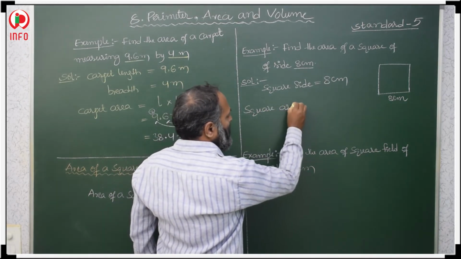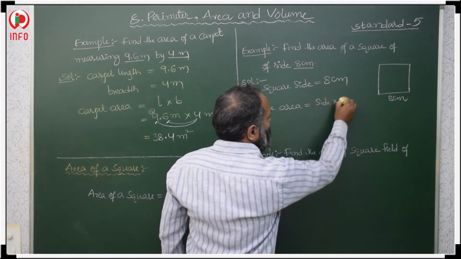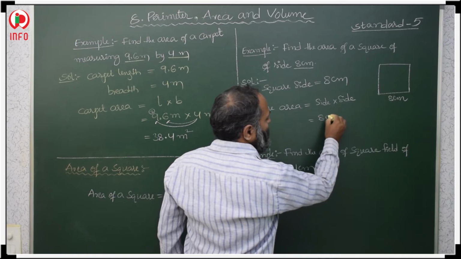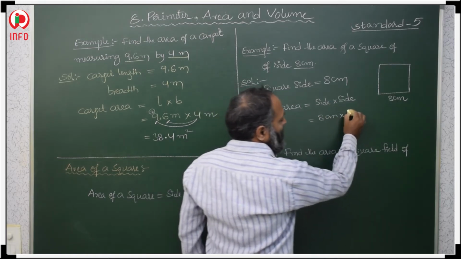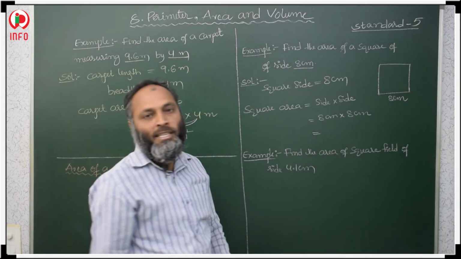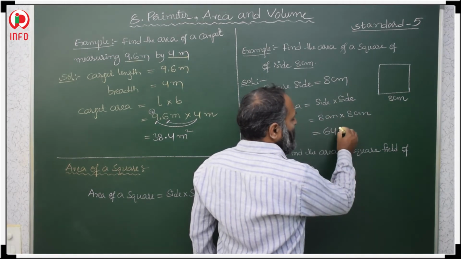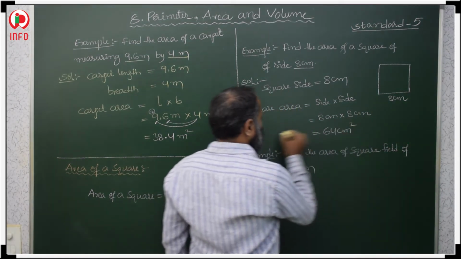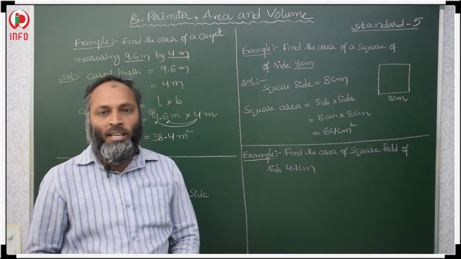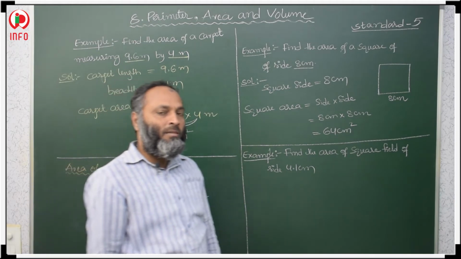Square area is equal to side multiplied with side. Side into side. What is your side? 8 centimeters. Again your side, that is 8 centimeters. We have to multiply 8 twice. 8 8s are 64. Here units are centimeters, so take square centimeters. Why? Area is in square units. Units are centimeters, so we have to take square centimeters.